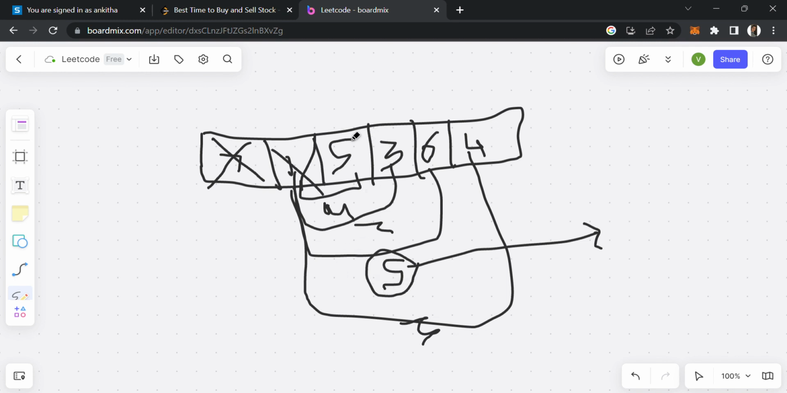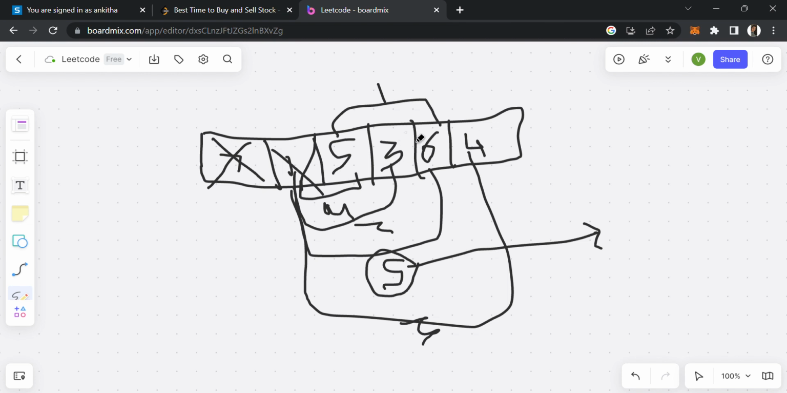Next, go with the 5. You're buying at 5 and selling at 3, which is a lower price, so that's not feasible. Again, you're buying at 5 and selling at 6. If you check, yes, 1 rupee is the profit you get. That's lesser than 5, so neglect it. Then again, buying at 5 and selling at 4, that's not feasible.